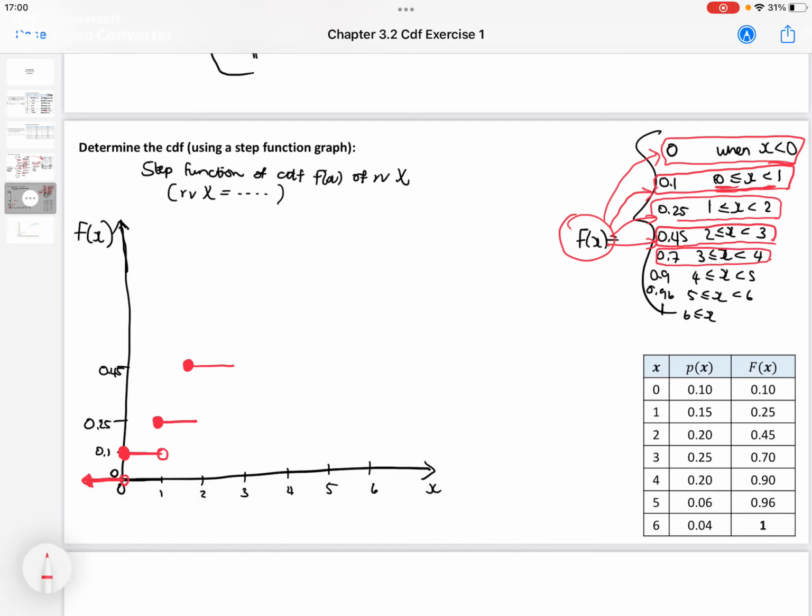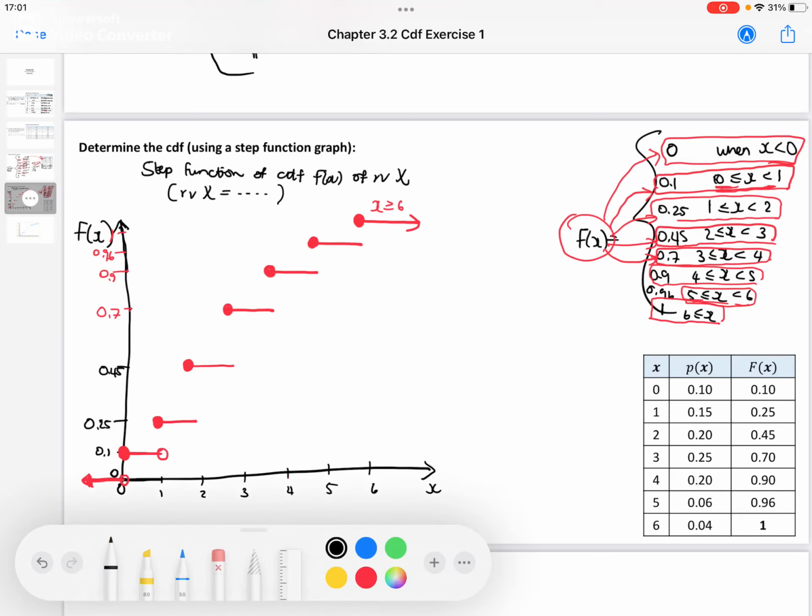Okay, and then the next interval, x between 3 and 4, the probability is 0.7. So we'll go there by 3, including 3, excluding 4, the probability there is 0.7. The next interval between 4 and 5, the probability is 0.9. And then the interval between 5 and 6, the probability is 0.96. And then the last interval here, x greater than or equal to 6 onwards. We have here the maximum probability of 1.